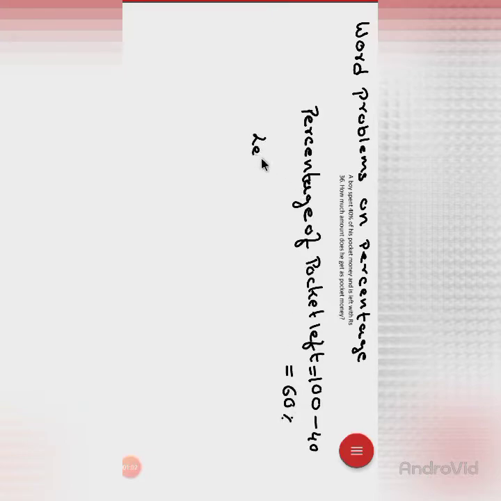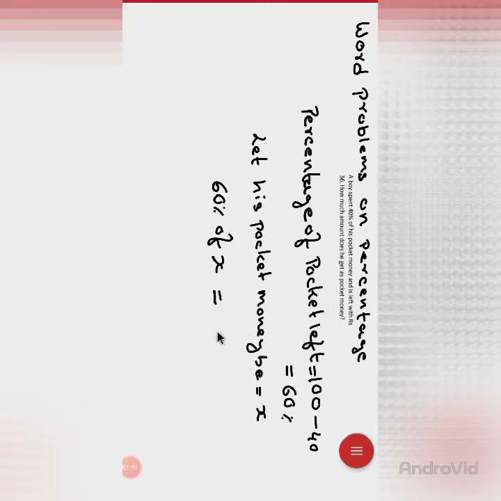So let his pocket money be X. So when he spent 40%, he is left with 60%. Now 60% of the pocket money is 36. So we make an equation: 60% of X, which is the pocket money he gets, is left with rupees 36.